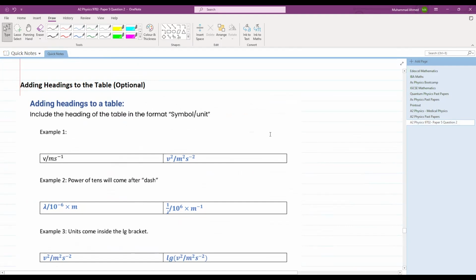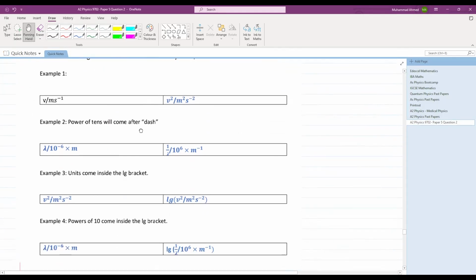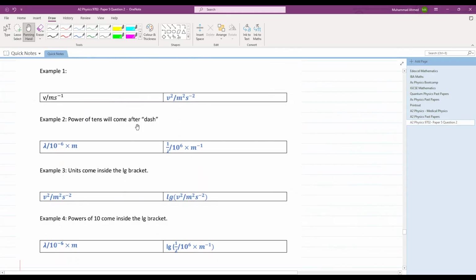Now, this is an obsolete thing, but this can appear in papers. So let's not take the risk. That is of adding headings to the table. This is a very obsolete concept, but this will literally take 2 minutes. So why not study it?